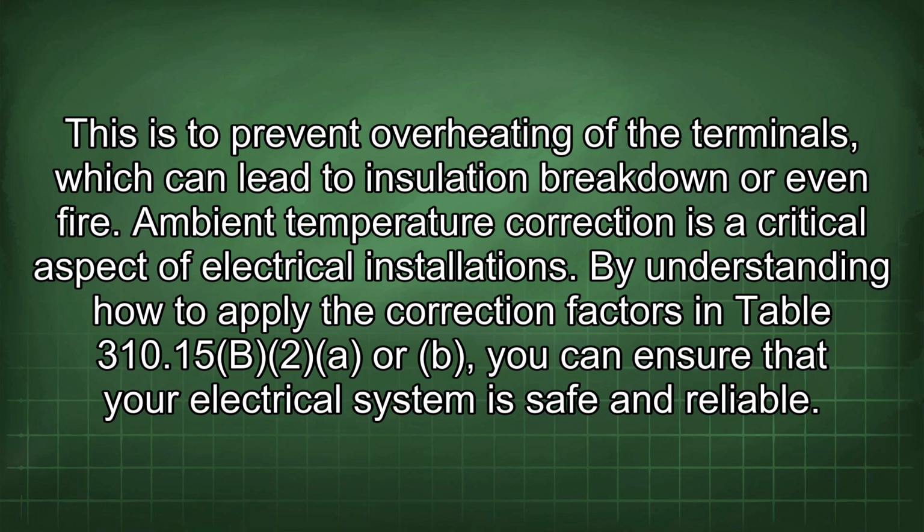Ambient temperature correction is a critical aspect of electrical installations. By understanding how to apply the correction factors in Table 310.15(B)(2)(a) or (b), you can ensure that your electrical system is safe and reliable.